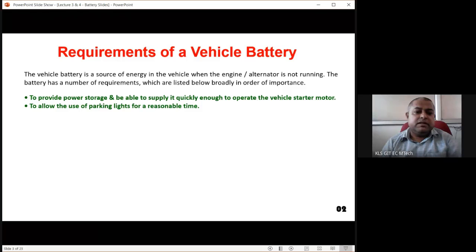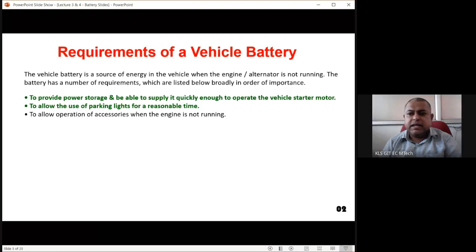The second one is whenever there is a parking light, and whenever there are other lights in a car, they should be supplied very fast. All those supplies come from the battery itself. So the battery should allow use of parking lights for a reasonable time. These are the main 2 points that the battery has to do. Other than that, the battery has to allow the operation of accessories when the engine is not running.